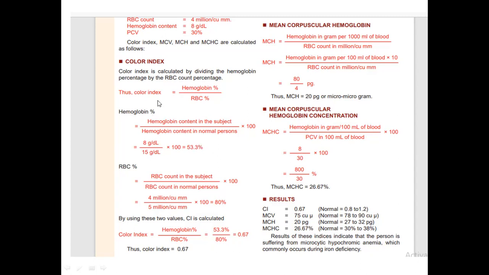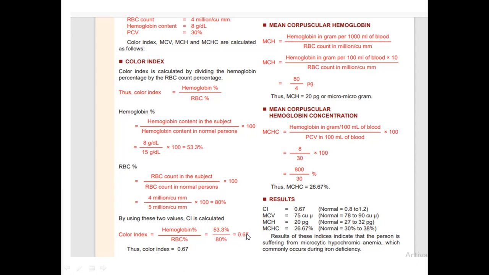So now we can calculate the color index. And we said color index is hemoglobin percent over red blood cell percent. That will give us 53.3% divided by 80%, which will be 0.67. So in this patient, the color index is 0.67.